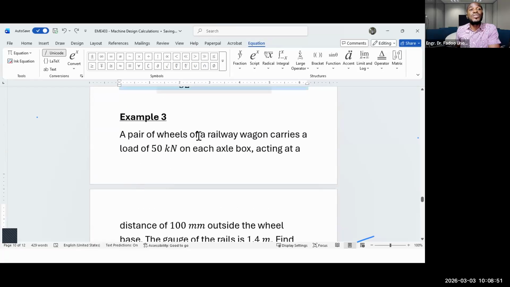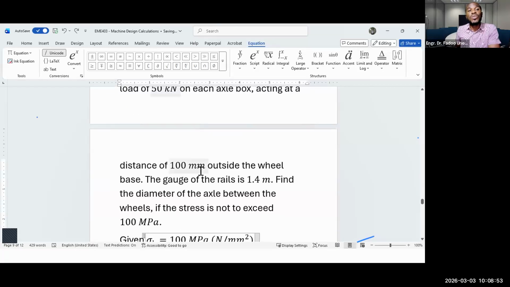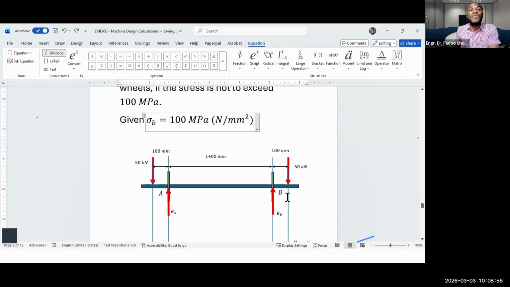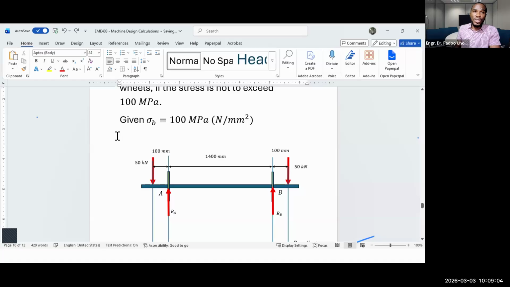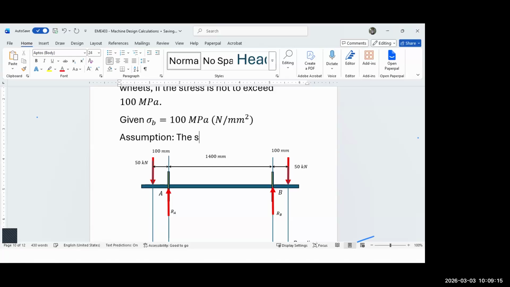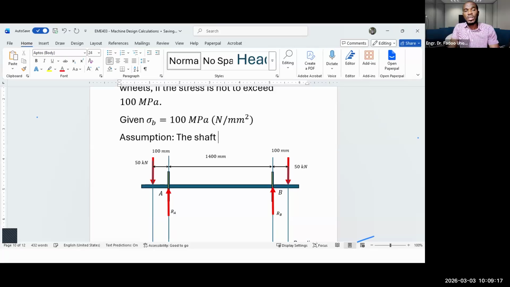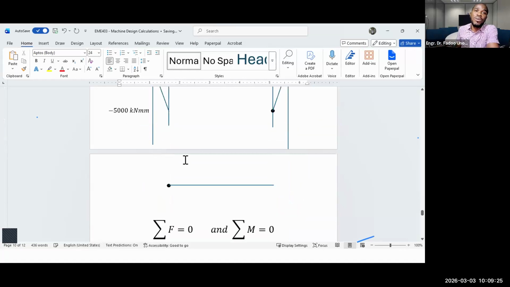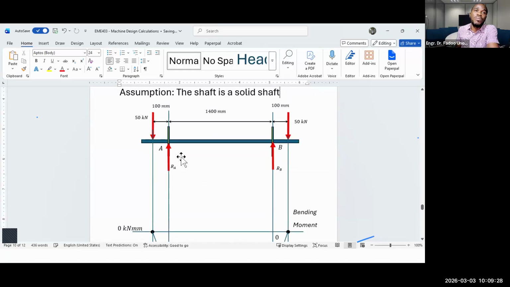On all the other dimensions, the 50 kilonewton, the 100 millimeters, the 1.4 meters, we have represented that on our free body diagram. So we have taken into cognizance those values. Now, we need to make an assumption, and the assumption is that the shaft is a solid shaft.